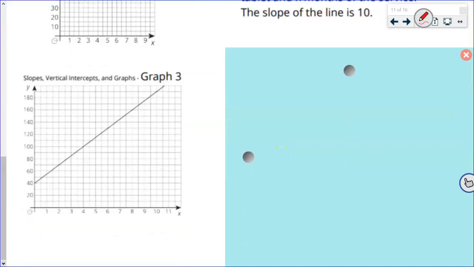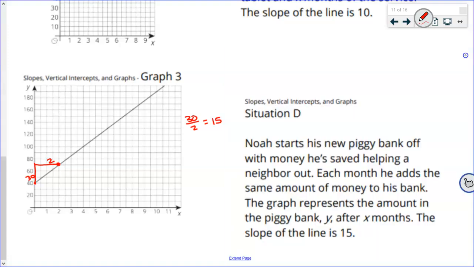Graph 3, our process doesn't change. We're looking for some crosshair points. Here's one. Have to search a little bit further. Looks like here's another one. Finding that rise first, up this much. So yes, it was 3 blocks, but notice what we're counting. 40 to 60. So 40, 50, 60, 70. That means I'm going up 30. So the rise is 30. The run, I went all the way over 4 blocks. Sorry, not of 4, but of 2. So our rise over our run, 30 over 2, is equal to 15, which is why graph 3 matches situation D, where it says the slope of the line is 15.